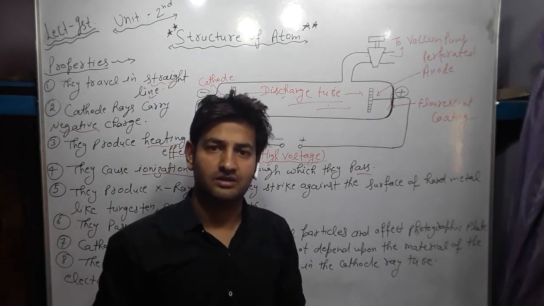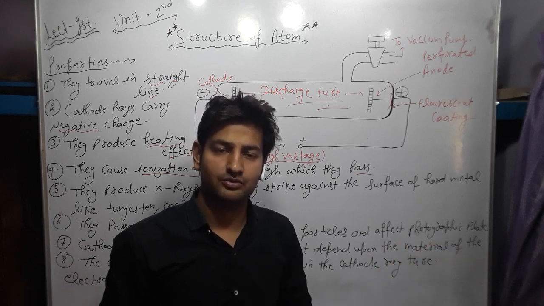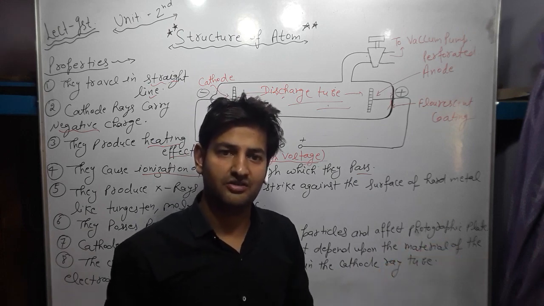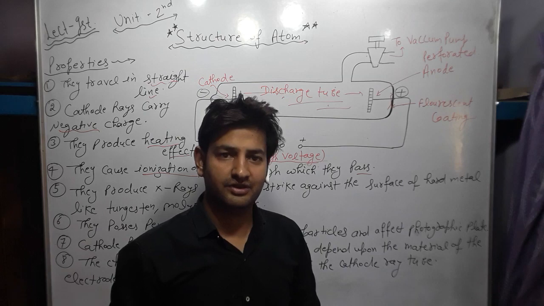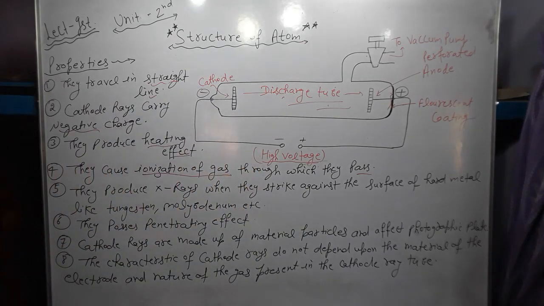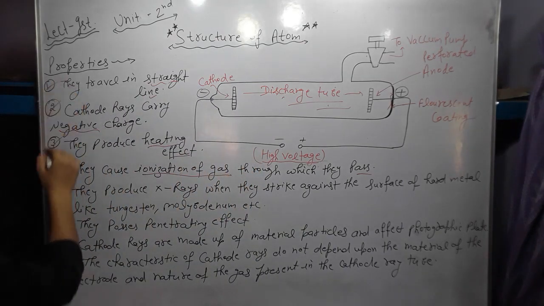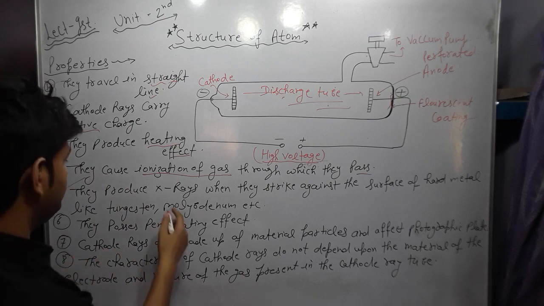Ionization means a gas which is placed in the path of the cathode rays will get ionized. Ionized means it will break down into its ions. Next point is they produce X-ray. It is a very important point.